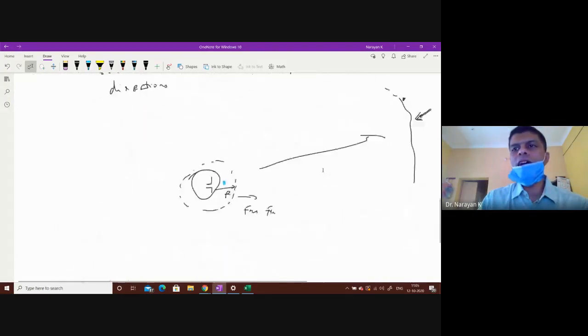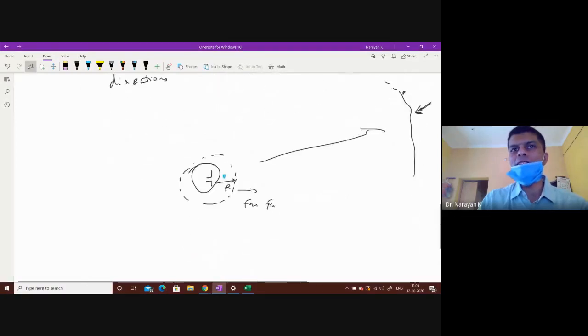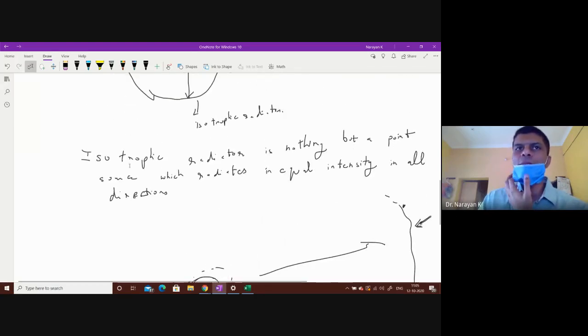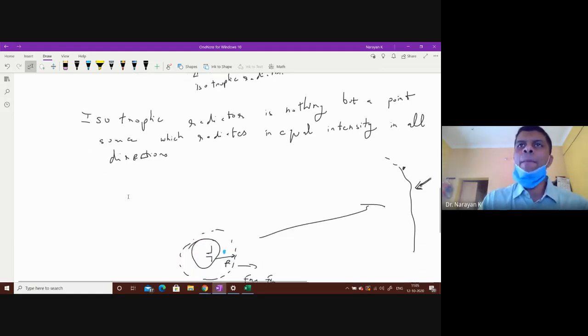When you are seeing an antenna from a very far off distance, it appears as a point and it is supposed to radiate with equal intensity in all directions, which is actually not true. So an isotropic radiator is nothing but a point source which radiates in equal intensity in all directions. If you see an antenna from a very far distance, it appears as though it is radiating with equal intensity in all the directions. Is it clear for each one of you?